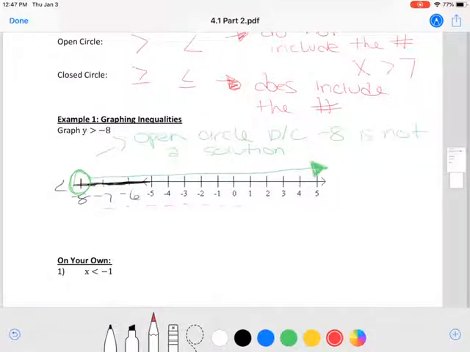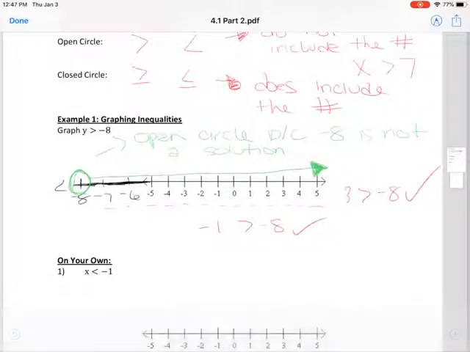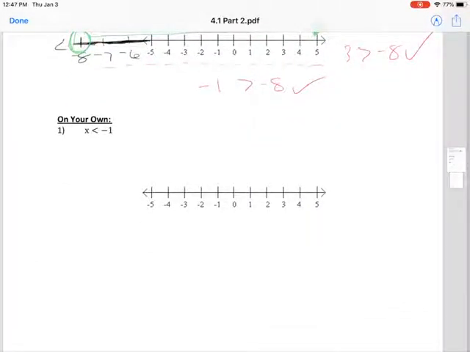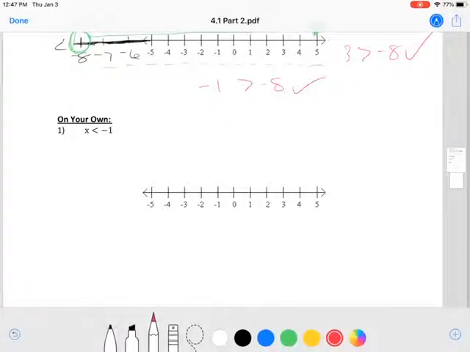So what this means is you could plug in any of these numbers for y, and the inequality would be true. So if you put negative 1 is greater than negative 8, that's true. If you put 3 is greater than negative 8, that's true. So you can plug in any of these numbers. All right, so I'm going to pause the video, and I want you guys to try number 1 on your own to see if you can get it, and then we will do it together.